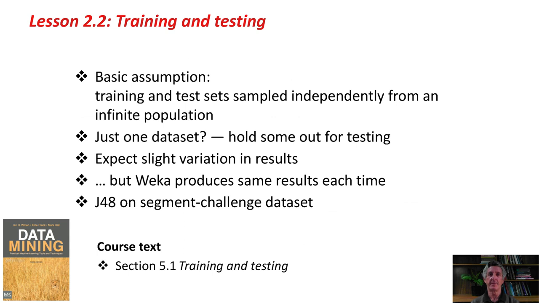So that's this lesson. The basic assumption of machine learning is that the training and test sets are independently sampled from an infinite population, the same population. If you have just one data set, you should hold part of it out for testing, maybe 33% as we just did, or perhaps 10%.